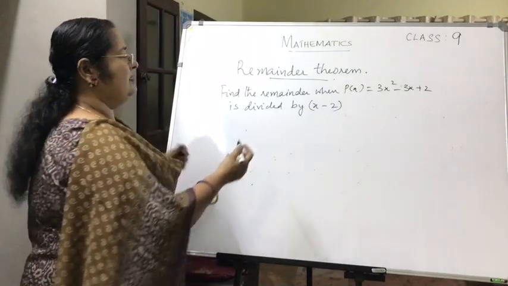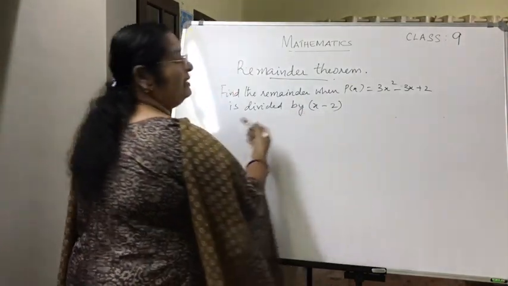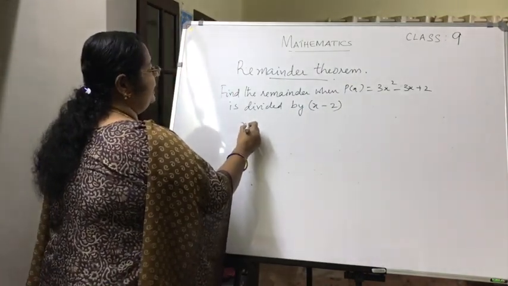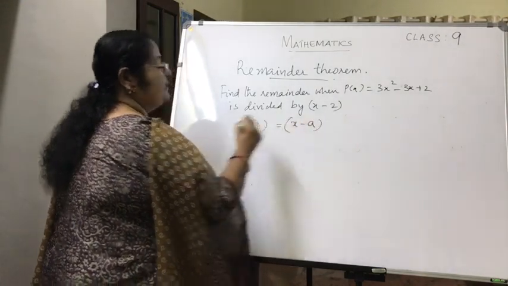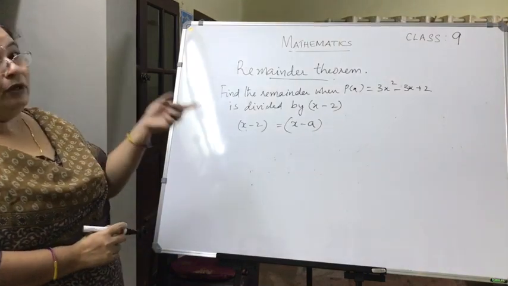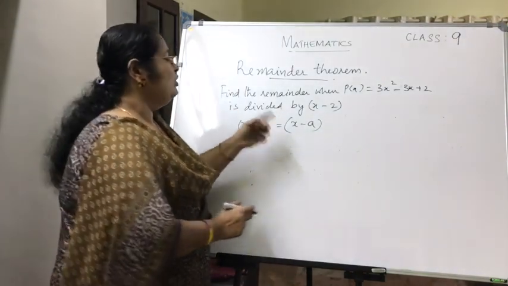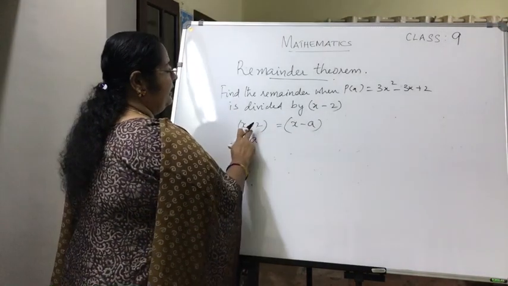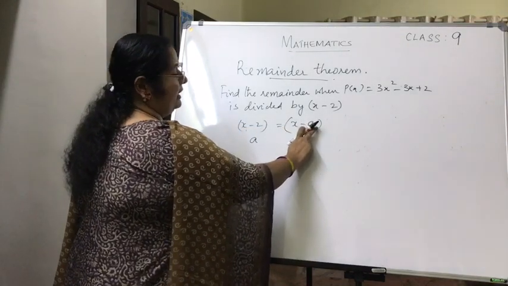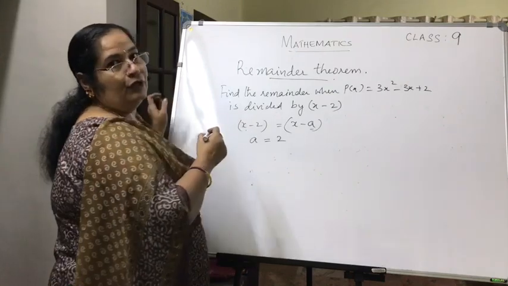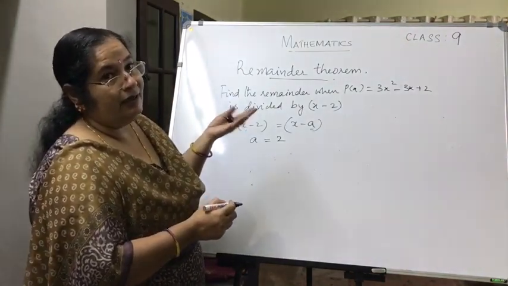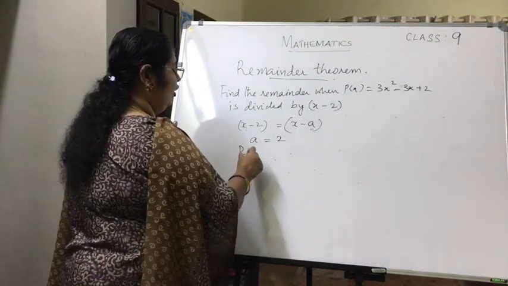Now just equate this. x minus 2 is the same as our x minus a, a linear polynomial of the form x minus a. So what is the value of a here? a is equal to 2. So how will you find the remainder? You will find P of 2.